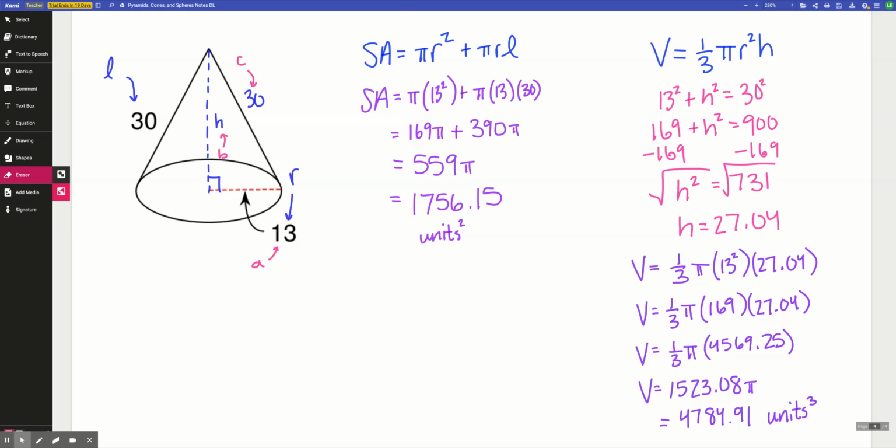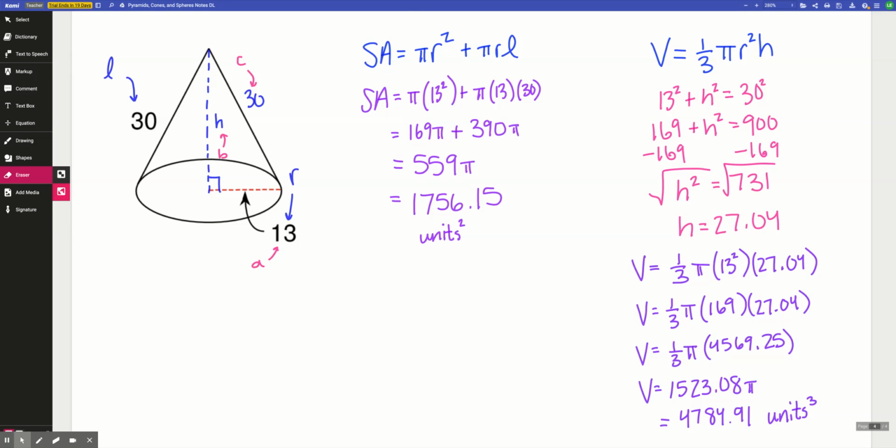Typically though, I will do all of the multiplication first and then all of the division, just so that I can keep it straight in my head. Okay, so I did 169 times 27.04 first and got 4,569.25. Again, your number may be a little different than mine. If you rounded differently than me, that's okay.